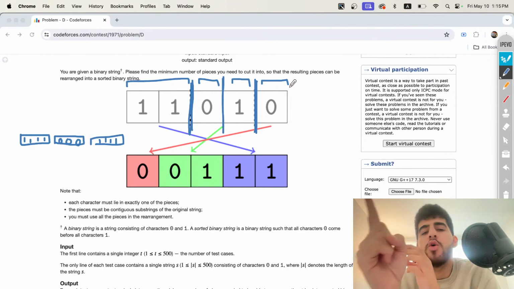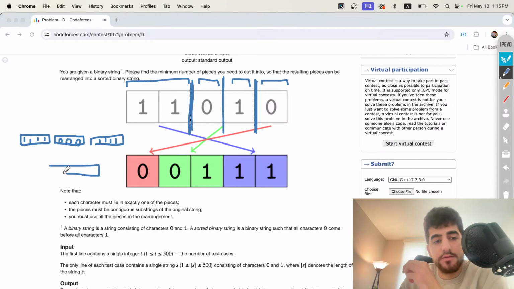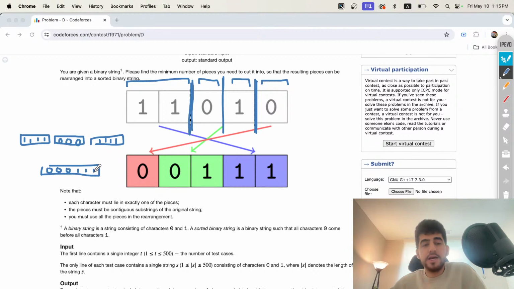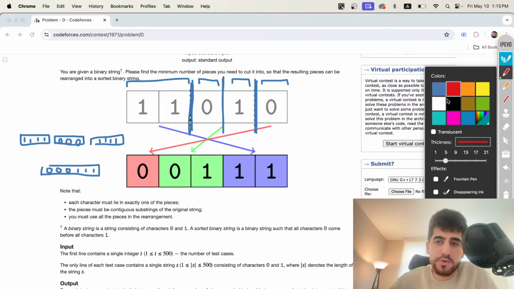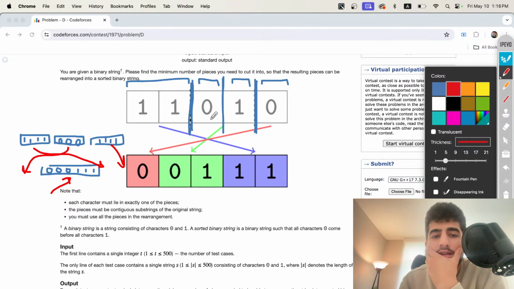The point is, there is only one part that can be of this form: some zeros at the beginning of it, and then some ones at the end of it. Only one part can be like this. Why? Because if you have only one such part, you can put it in the middle, with all the zeros before this part and all the ones after this part, and that would be a sorted string. So only one part can be 0 0 0 0 1 1 1 1 1.